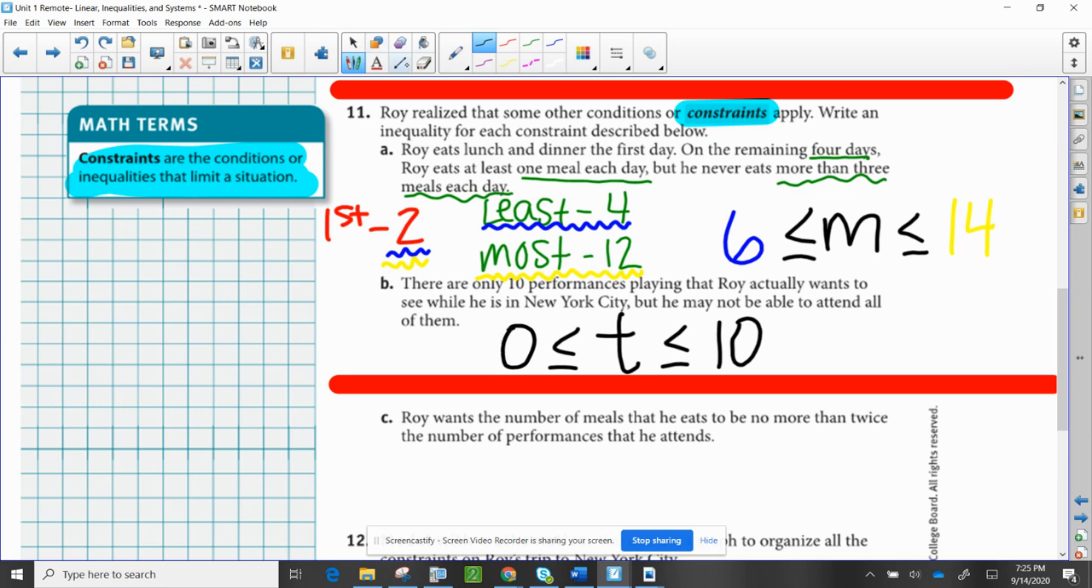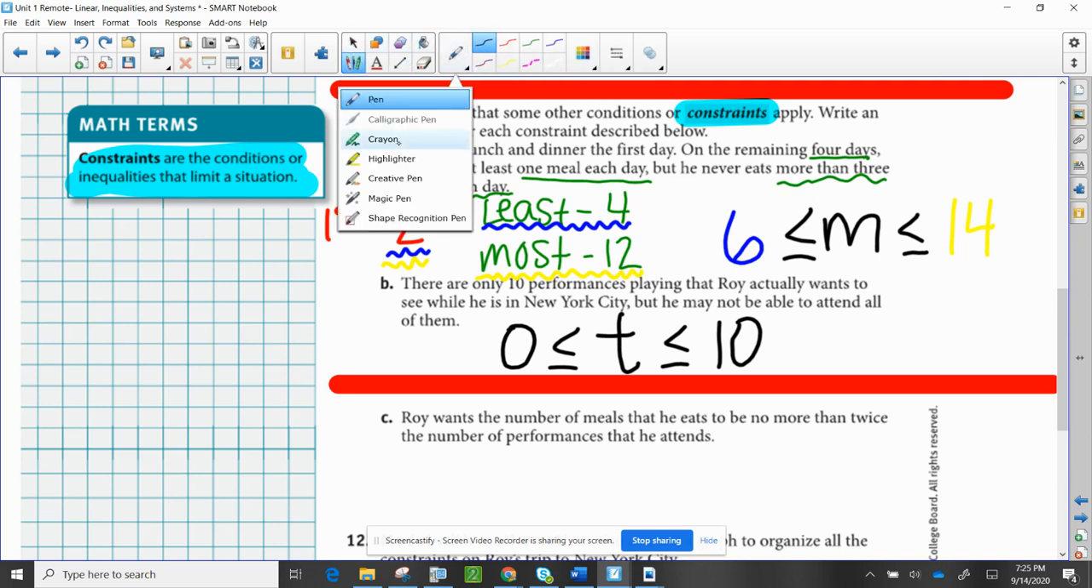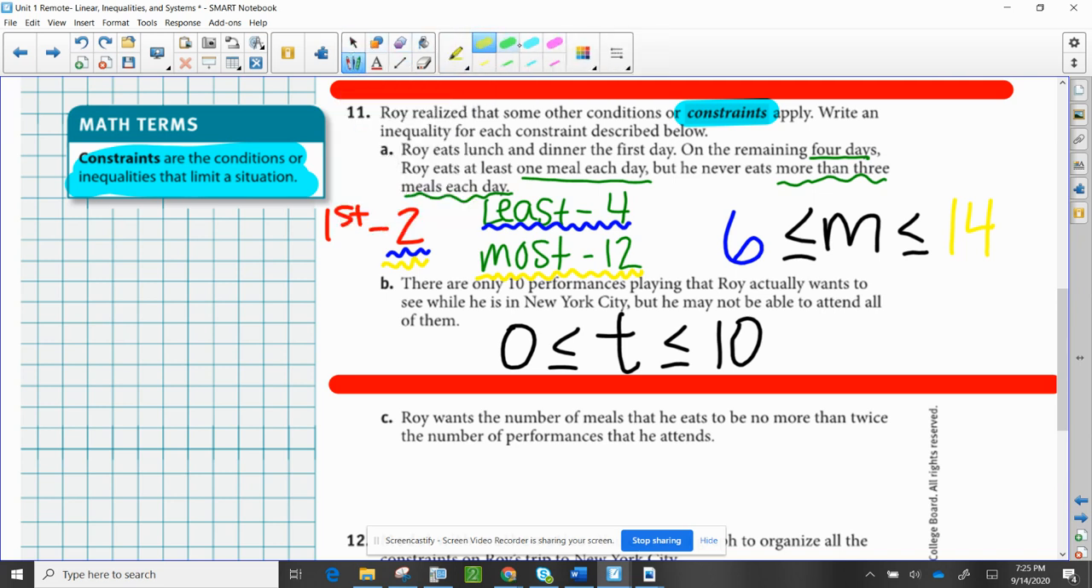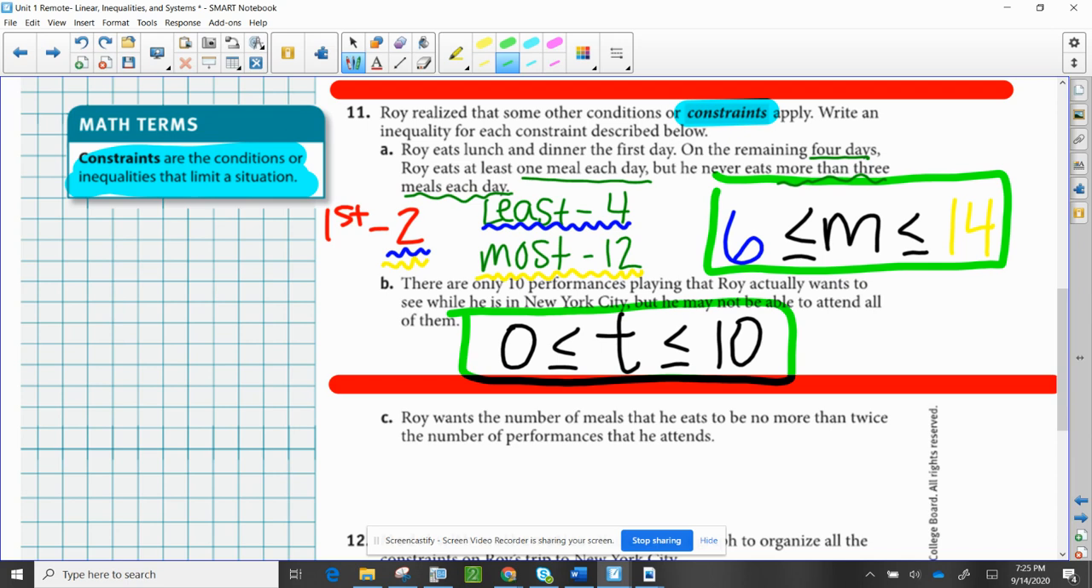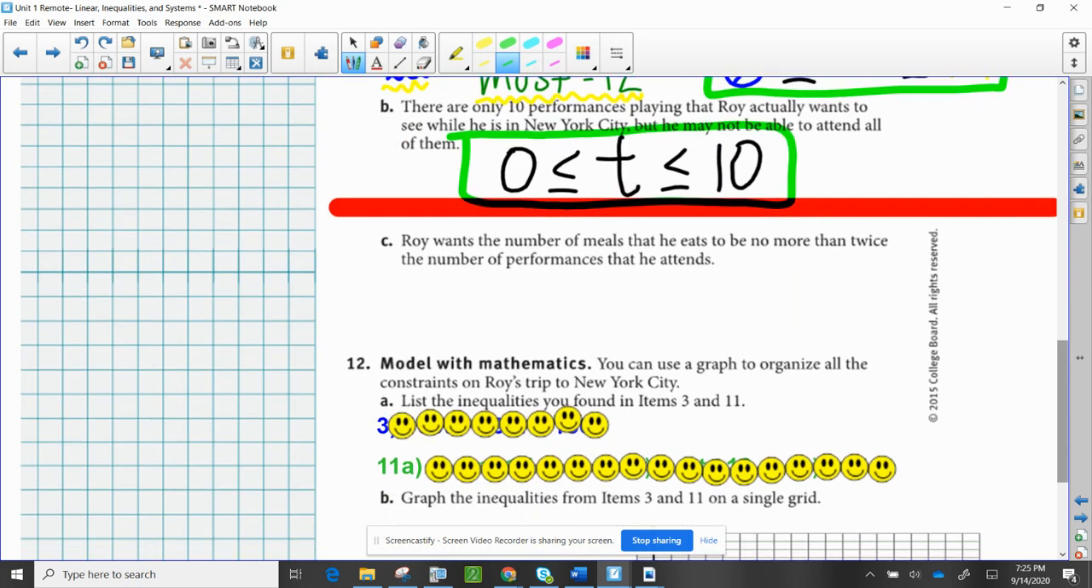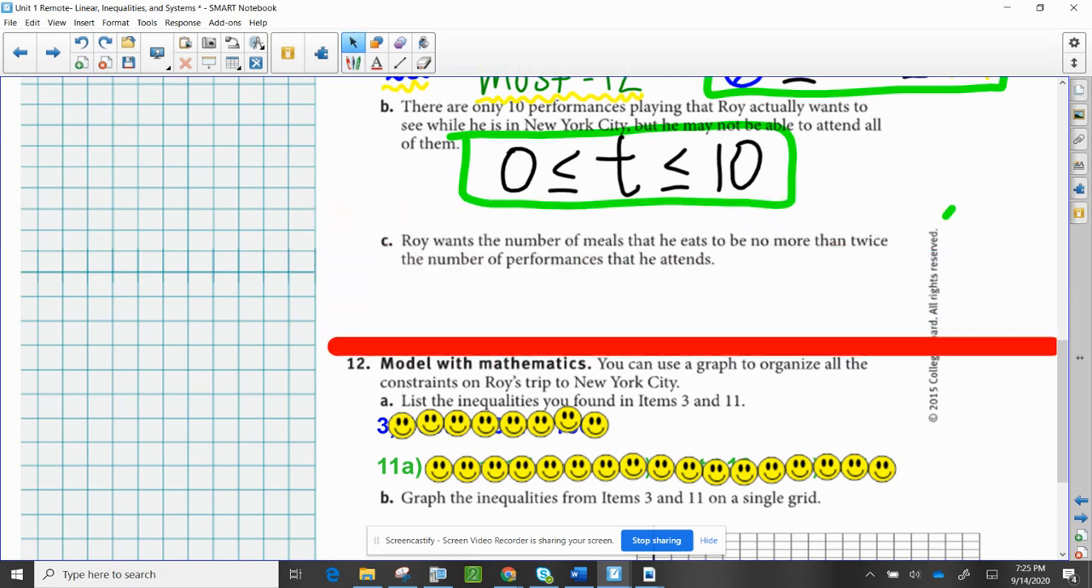Okay, so now I'm going to get a highlighter here. We have these extra constraints. We have the meals constraints and a constraint on the tickets. Okay, all right, one more. It says Roy wants the number of meals he eats to be no more than twice the number of performances.